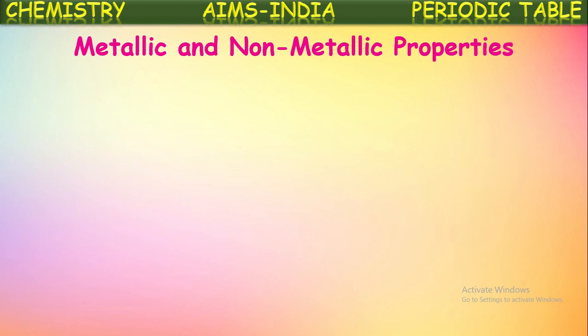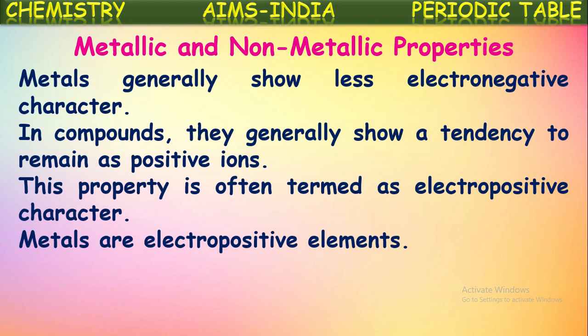Next, metallic and non-metallic characteristics or properties. Metals generally show less electronegative character. In compounds, they generally show a tendency to remain positive. That means they will try to lose the electrons, not to attract the electrons. So you can say they do not have much electronegativity. This property is often termed as electropositive character. That means quite opposite to electronegative, you can say.